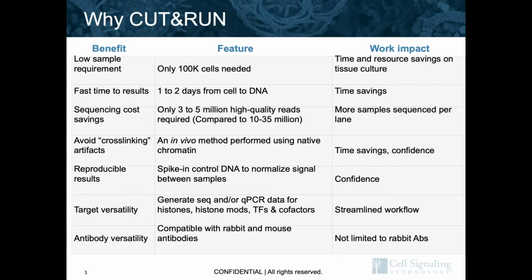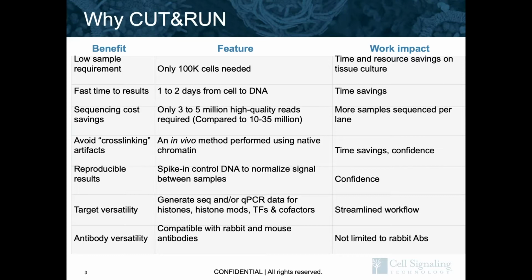Due to the lack of a cross-link step, CUT&RUN is working on native but not fixed chromatin. Then artifacts from cross-linking will be avoided. Also, CUT&RUN is compatible with spike-in DNA strategy, which allows for sample normalization and brings us more confidence in the result.